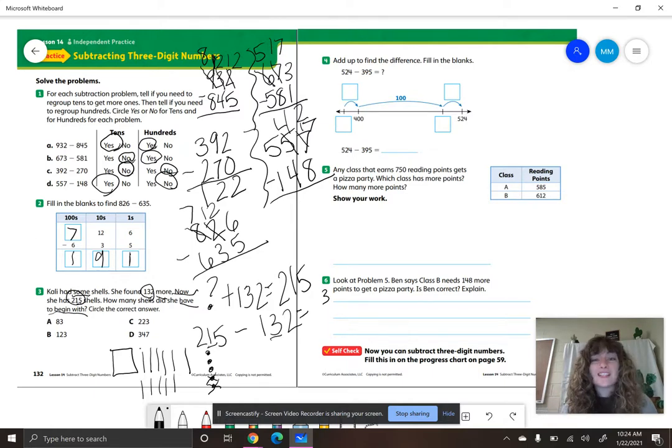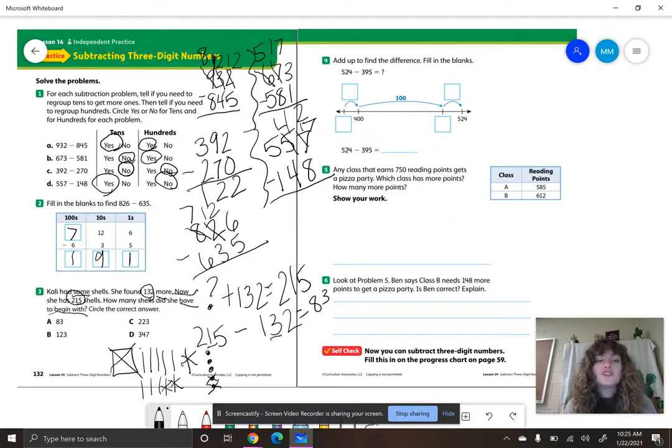Can I take away 3 tens now? Yes. So I'm going to take away 3 tens. 1, 2, 3. How many tens do we have left? We have 8 tens left. Now I go to my hundreds. It's not 200s anymore because we had to regroup. So I had 200s, but I regrouped. So I have 100, and I'm taking away 100.